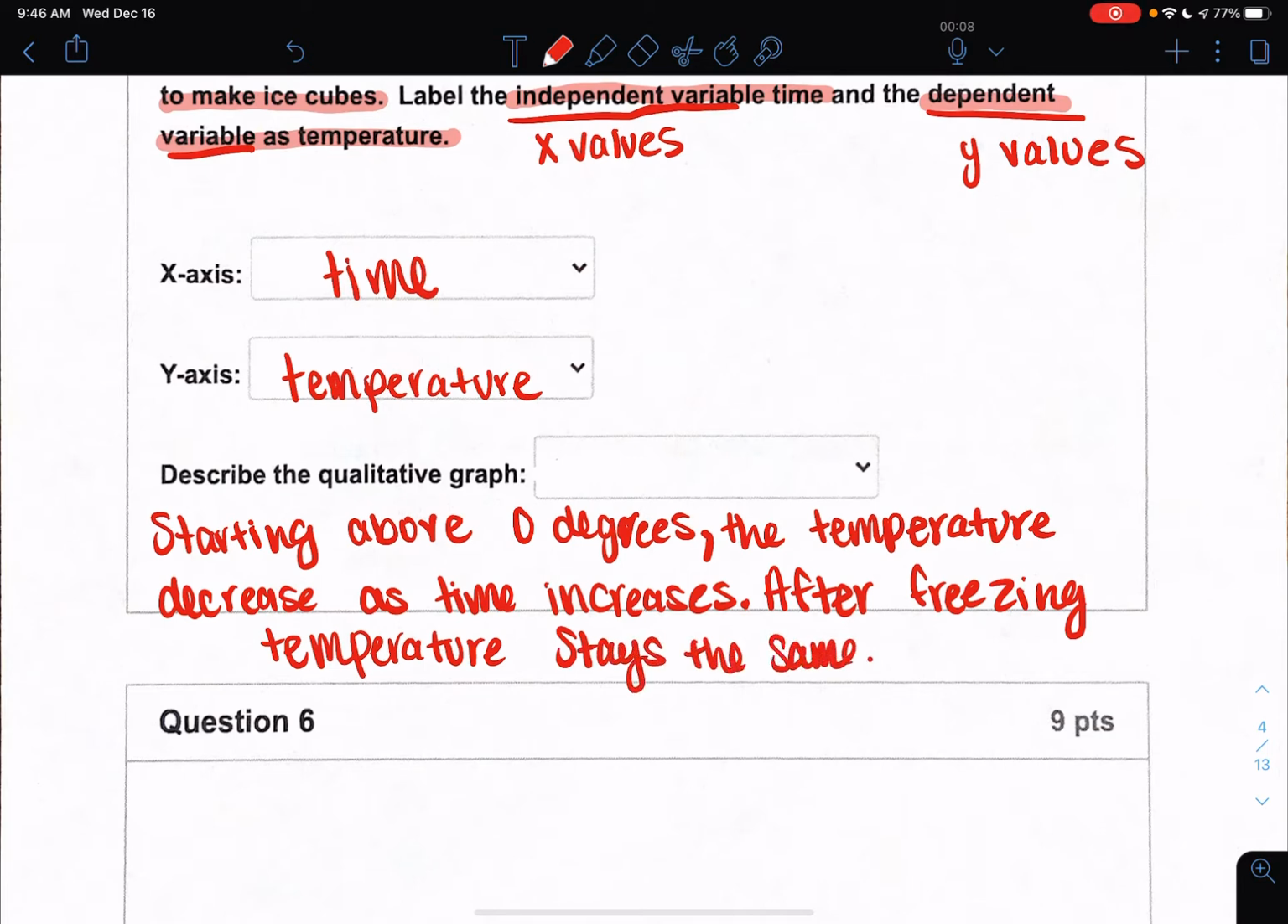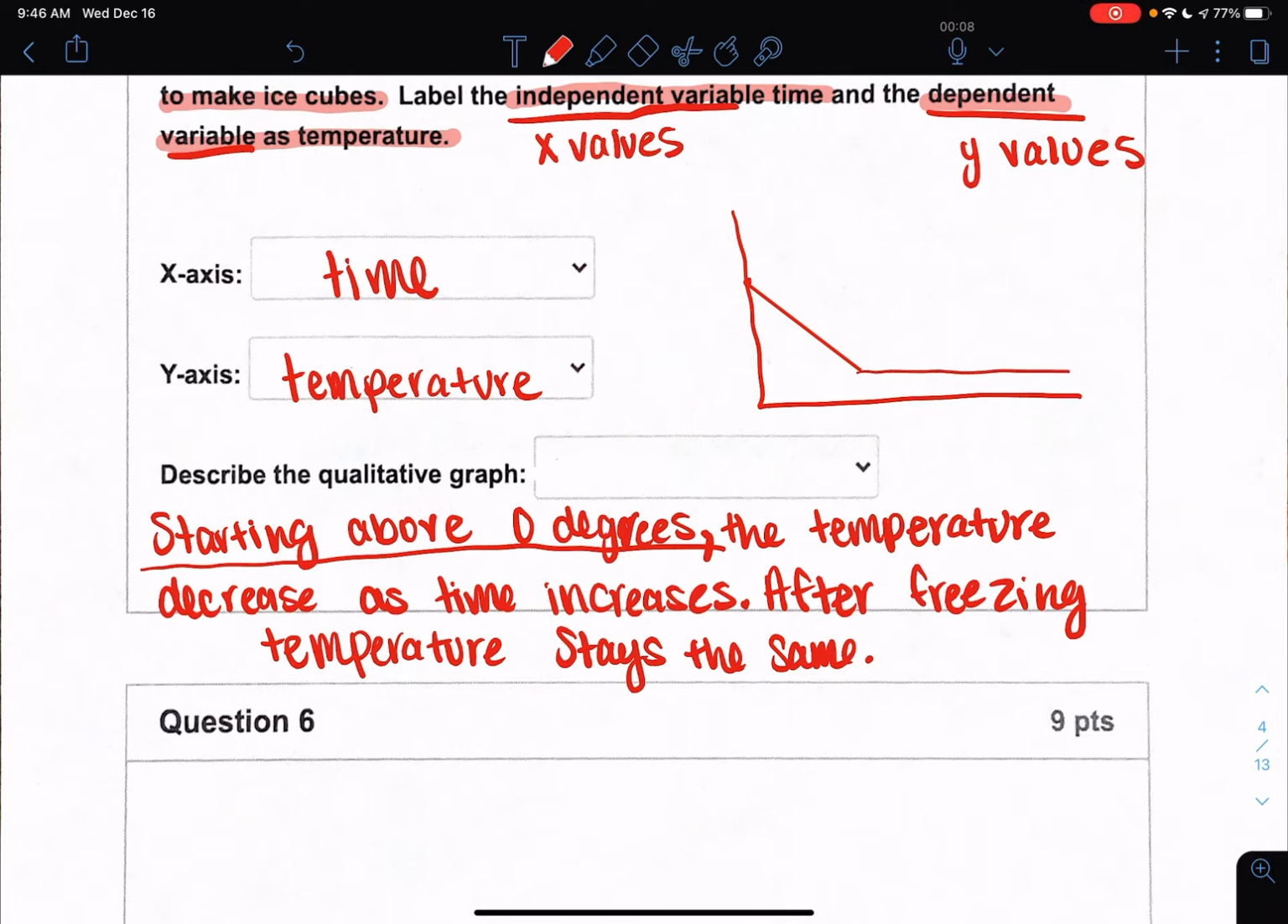Okay, now when I draw that into a qualitative graph, remember we are starting above 0 degrees, so I'm not going to start at the origin, I'm going to start a little bit above, okay? So let's say I start right around here. The temperature is decreasing as time goes by, and then after freezing, it will stay consistent at a temperature. Remember, staying consistent, staying the same, is just going to be a horizontal line after that, okay?